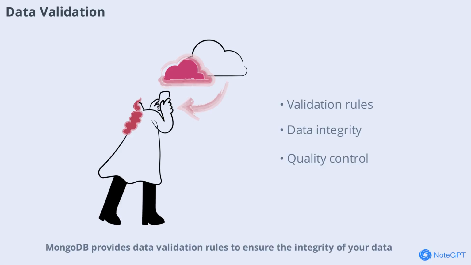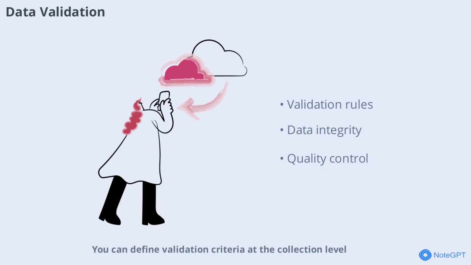MongoDB provides data validation rules to ensure the integrity of your data. You can define validation criteria at the collection level, specifying required fields, data types, and value ranges. This helps prevent invalid data from being inserted, maintaining the quality and reliability of your database.